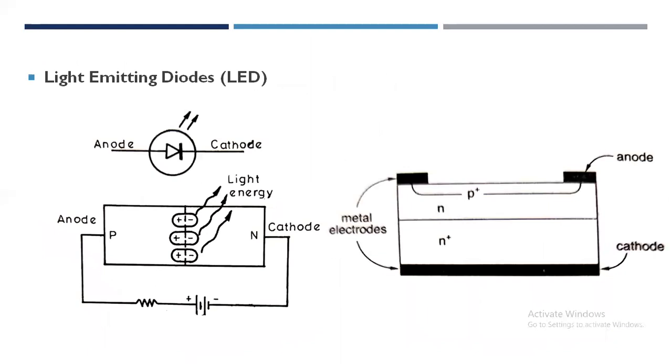Next is light emitting diodes. Light emitting diodes give out light energy. This figure gives a schematic symbol. This is the schematic symbol of the LED.